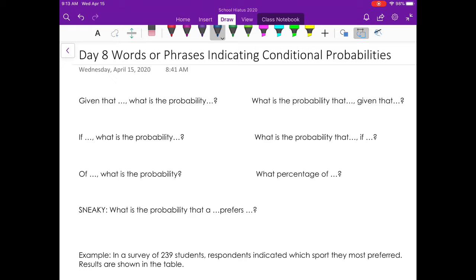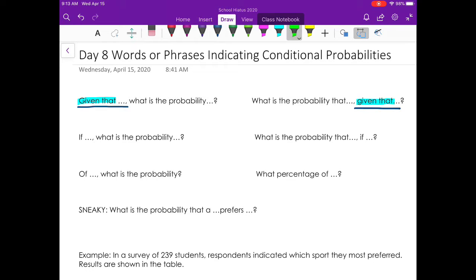Here's a quick review of some words and phrases which indicate conditional probability. Of course, we have the most obvious, which is "given that." If you see "given that" at the beginning or the end of a probability question, then your sample space is limited to whatever that given statement is referring to.